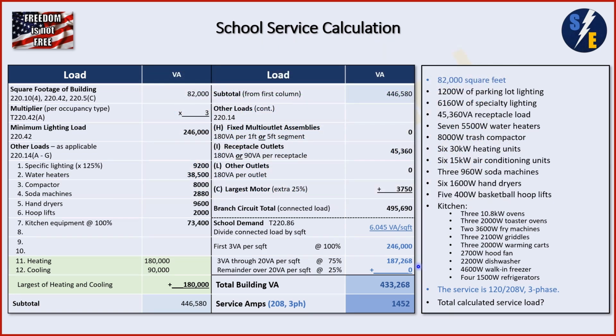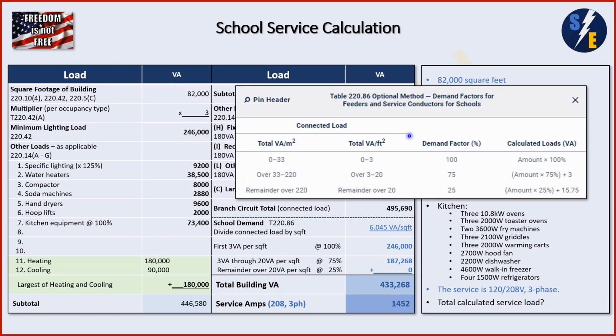So let's go ahead and take a look at table 220.86. So it says optional method, demand factors for feeders and service conductors for schools. Okay, so you have your connected load over here. And we're not dealing with meters, we're dealing with feet, so we'll stay with this column here. And it says total VA per square foot. And you have the first 3, 0 to 3. Then you have the next 3 on up to 20, from 3 to 20. And then anything over 20, the remainder, you have that category. And so for each of these categories, you have a different percent demand factor that you will apply.